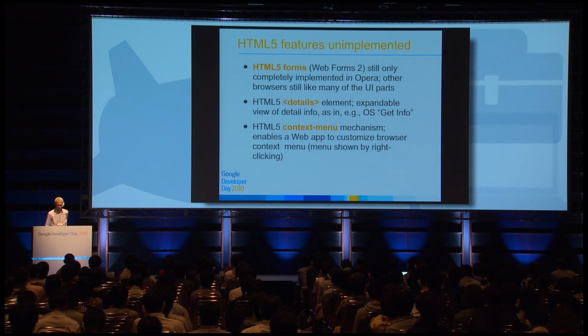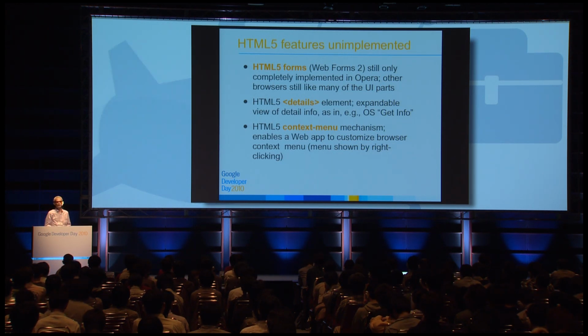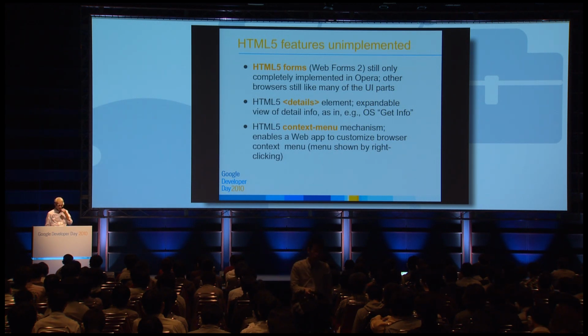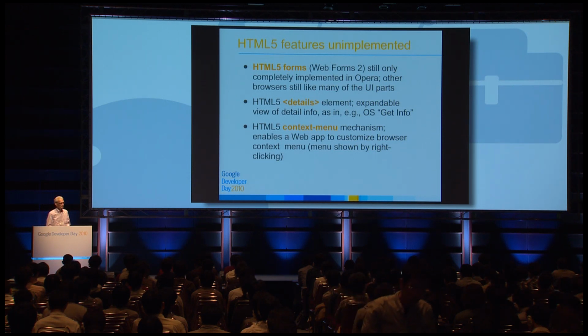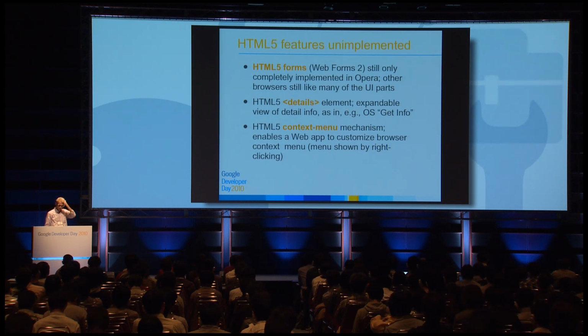Another couple things are the details element. The details element is just a way to show an expandable view, like you have a triangle. When you click on the triangle, it expands and shows you some contents. When you click on it again, it collapses and hides those contents. Very simple stuff. You can do this now using jQuery and other libraries. But we want to have this supported natively in the browser so that you don't have to use a library to do it. The last thing I want to mention is HTML5 does have a feature for letting you customize the context menu, which is the menu that displays when you right-click on a page. And we want to see that those things get implemented.